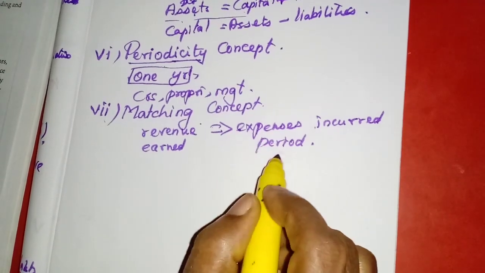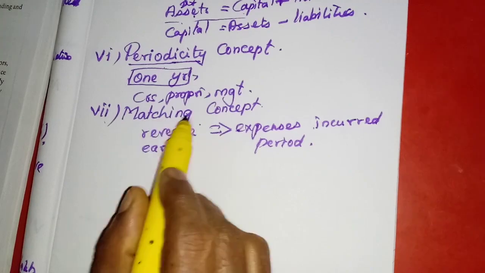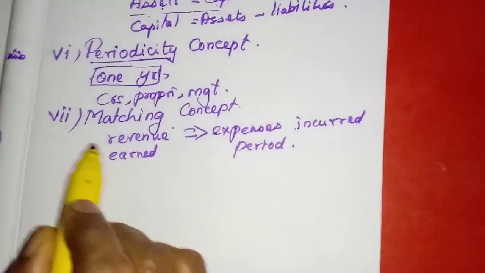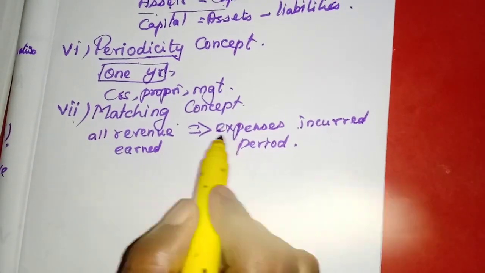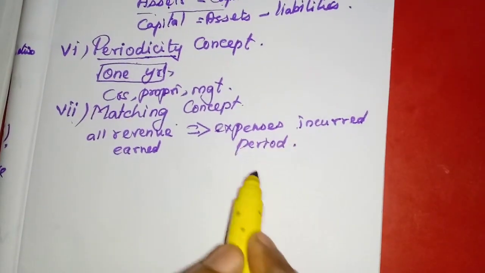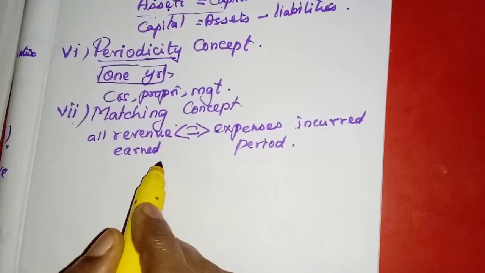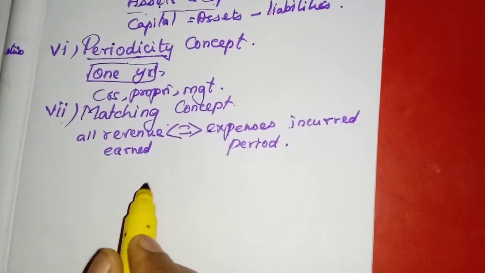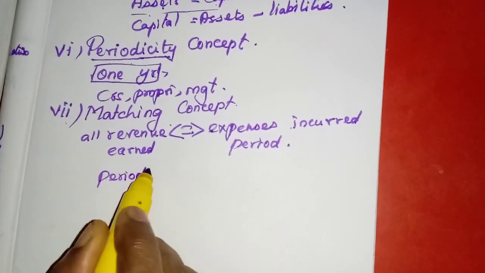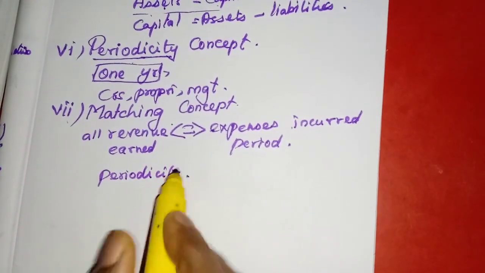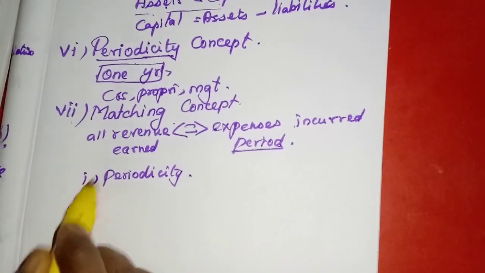And one more, the accrual concept, will also be coming there. So now you might have understood what we are matching. All the revenue that we earned during that particular period will be matched with all expenses that we have incurred during that period. Only then could we find out the correct profit. Here it is matched with the periodicity concept. Why? Because we are matching only with that period.